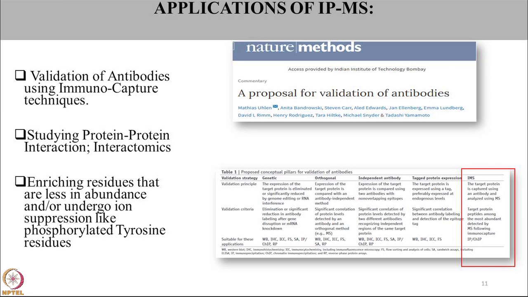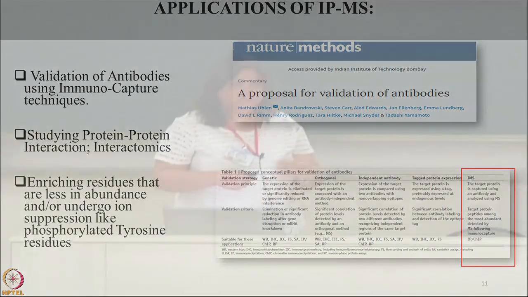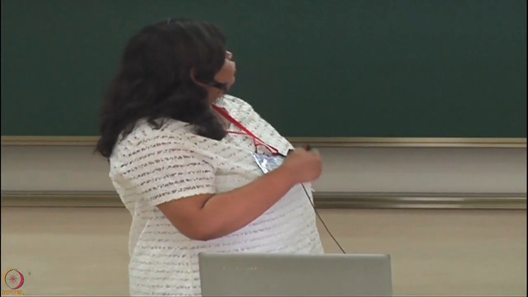This is the demo session that you will be going for. And the third thing is enriching residues that are low in abundance and undergo ion suppression, like phosphorylation or even ubiquitinylation and many other PTMs. Even if the post-translational modification is very complex, like ubiquitinylation, it's not easy to identify using a global proteomics approach. So we can also use IPMS for enriching those residues. We can enrich the ubiquitinylated proteins and see which residues are getting ubiquitinylated. We can use a tyrosine specific antibody which can bind to the tyrosine phosphorylated residues, and then we can do mass spectrometry.